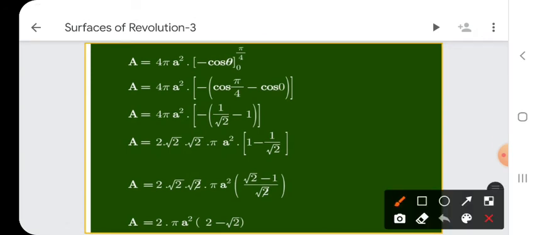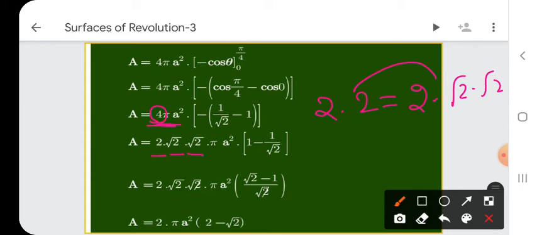Next, see here. And also I write 4 as 2 into 2. Again I write 2 into 2 as root 2 into root 2. So instead of 4 I write 2 root 2, same pi a square, minus into minus plus 1, 1 minus 1 by root 2. Here I take root 2 common. So I write root 2 in denominator. What is the first term in numerator? 1 into root 2, that means root 2 minus 1. So I write this one. Here root 2 cancelled.